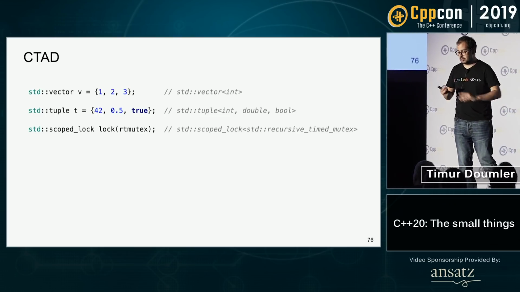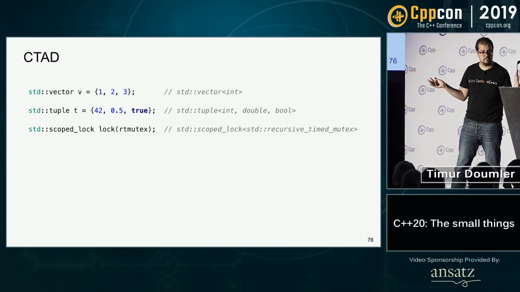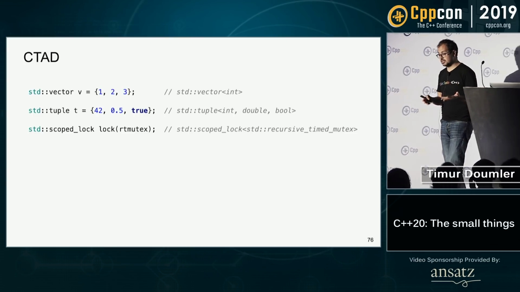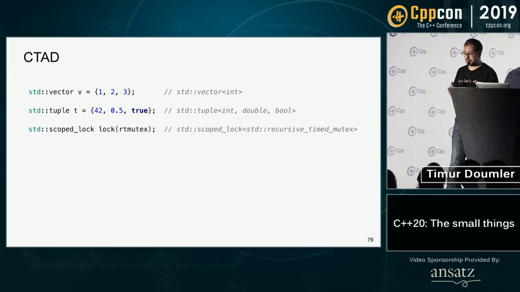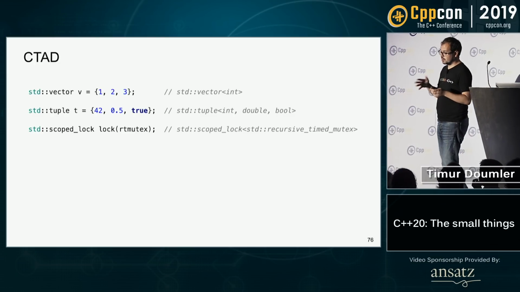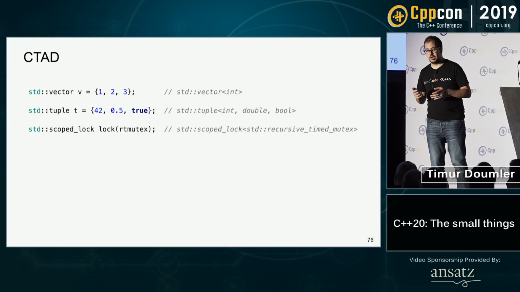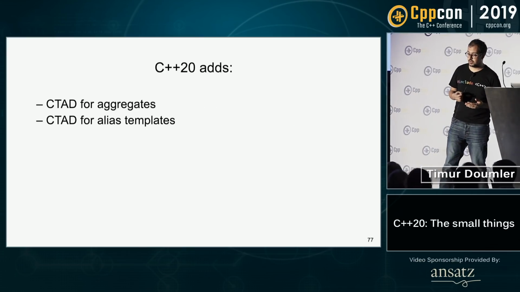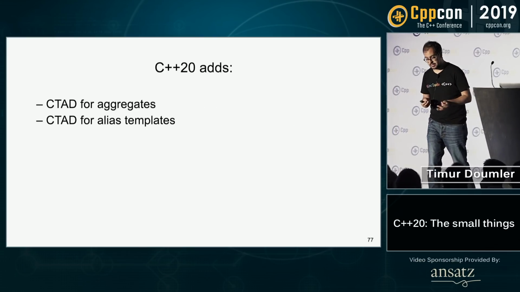In certain cases there are really, really long type names that you would have to write out, and you don't have to do that anymore. So that's a nice feature. It's been around since C++17. But it was kind of incomplete. There were cases where CTAD wouldn't work. And we plugged some of these holes in C++20. Specifically, now you can have CTAD for aggregates and CTAD for alias templates.